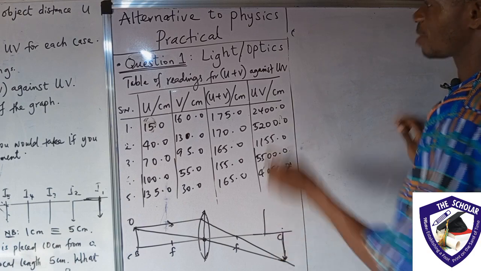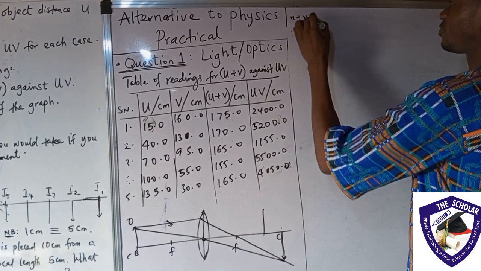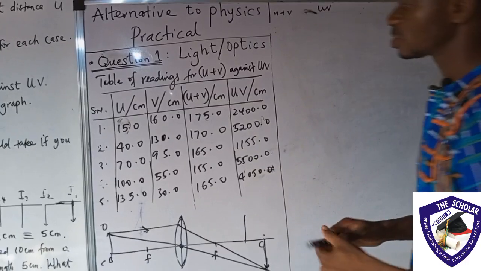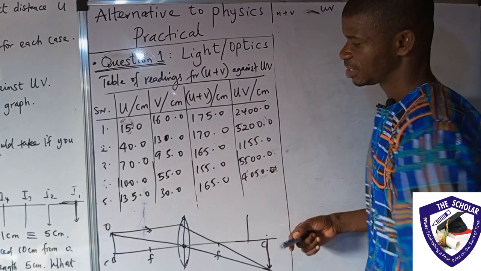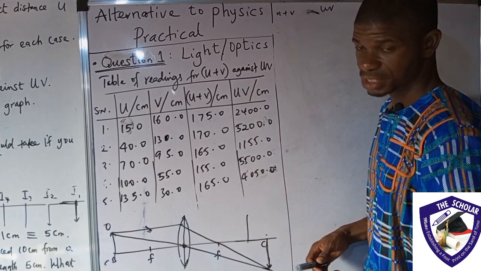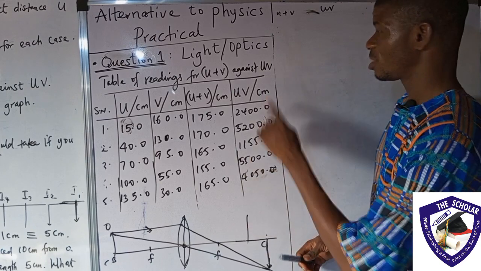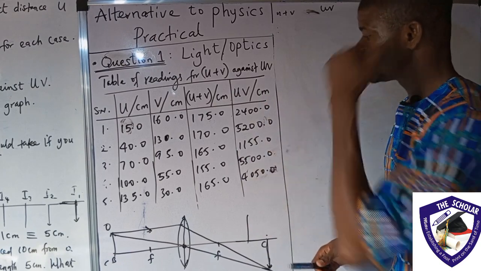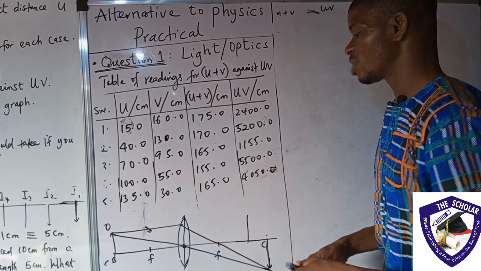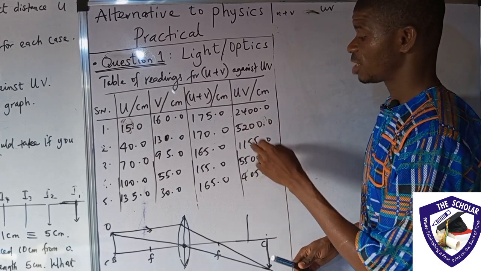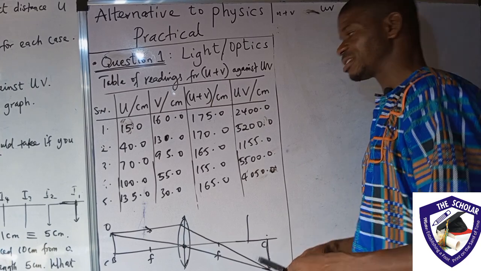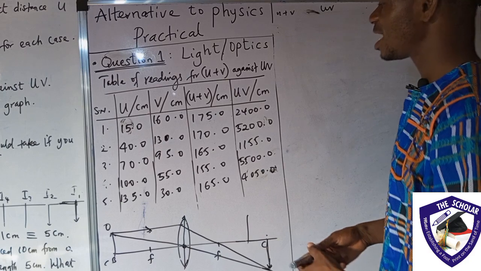So in picking scale, we are to plot U plus V against UV. You go to the column for U plus V. The highest there is 175, and the lowest is 155. Then when you go to the column of UV, the highest here is 5500, and the lowest is 1155.